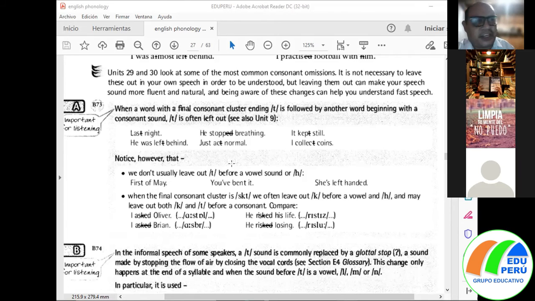He was left behind. You don't pronounce the sound ta, and you say he was left behind. Notice here the other one, he stopped slowly first. He stopped breathing. So you say he stopped breathing, no ta. Just act normal. This is slowly, just act normal. So you say just a normal, act, no ta. It kept still.